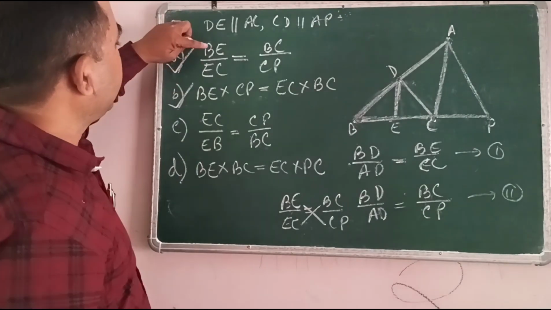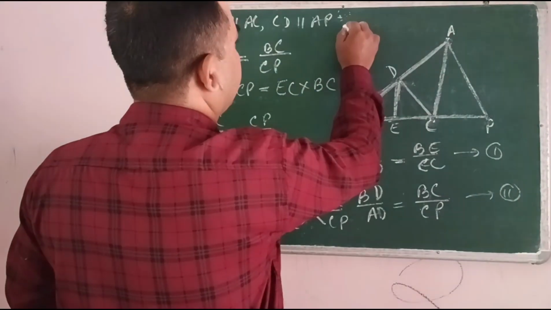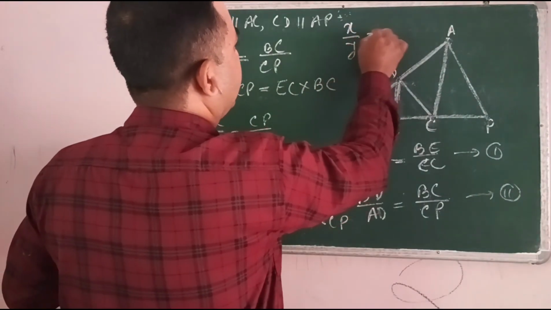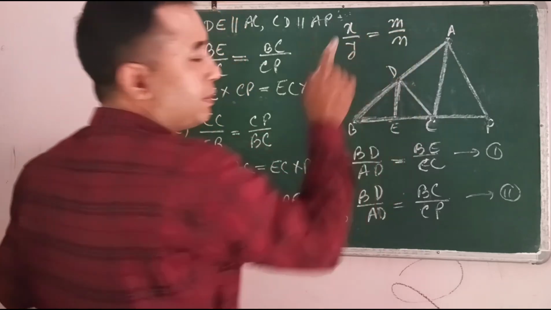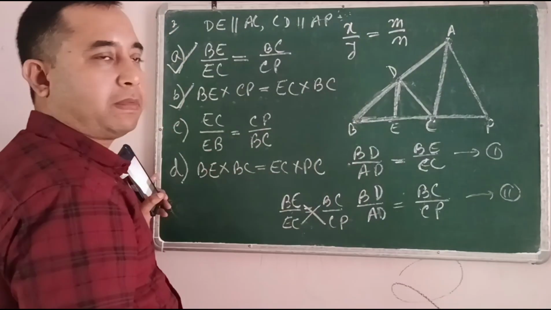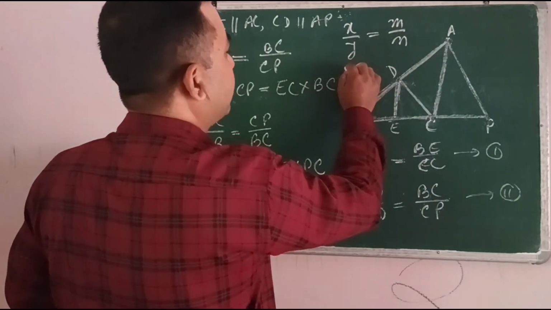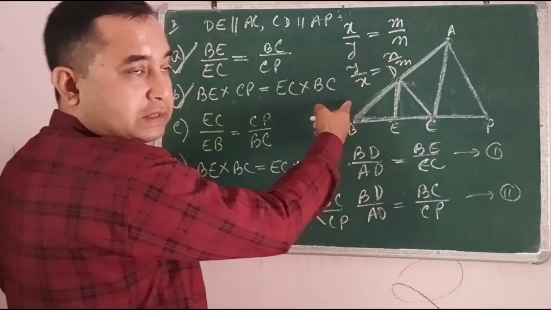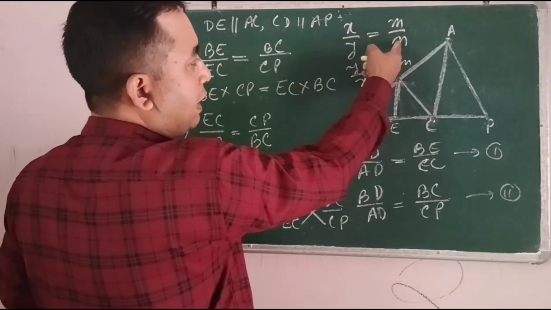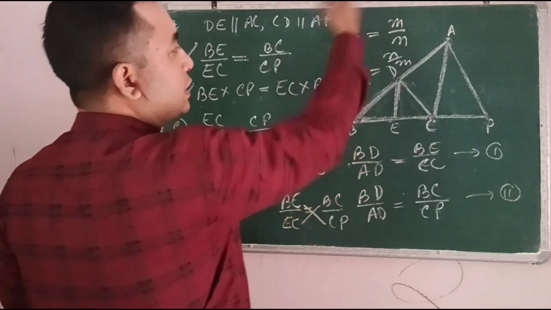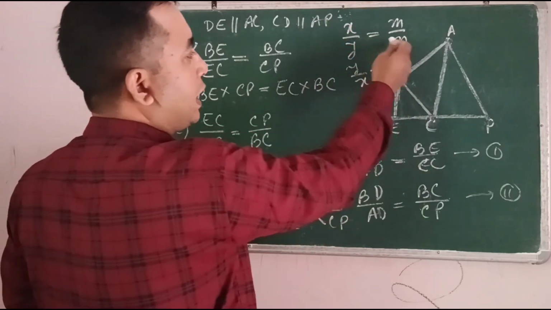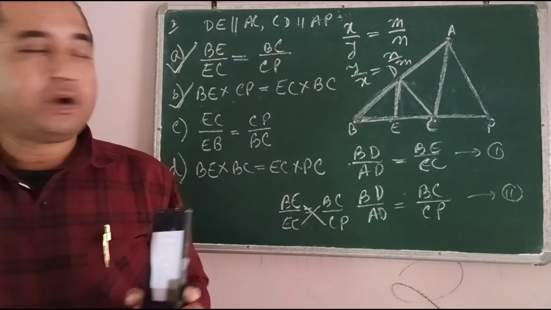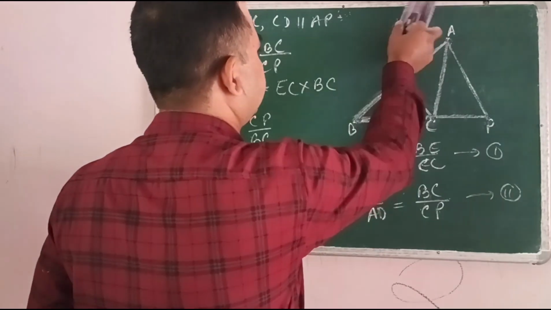Let us check here. We can write X by Y is equal to M by N. Suppose they are equal, then what can we write? Y by X is equal to N by M. If X by Y is equal to M by N, then just altering them, we can write Y by X is equal to N by M. So that way we can get the result.